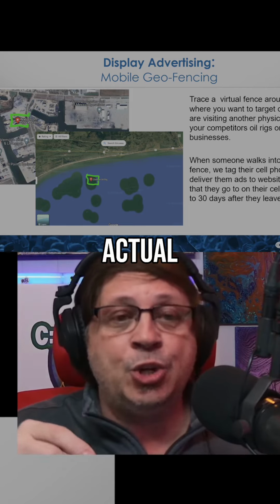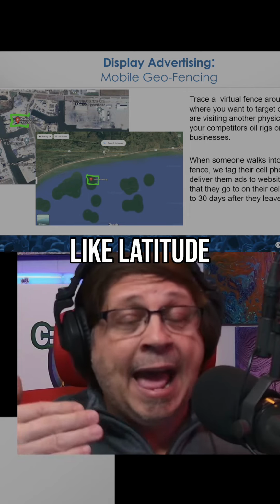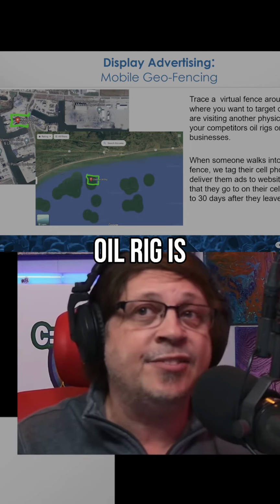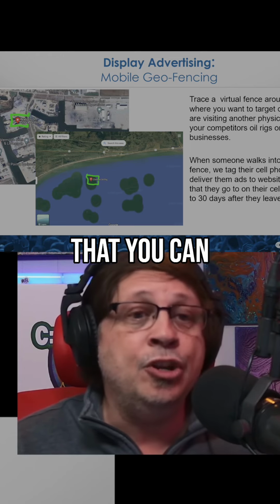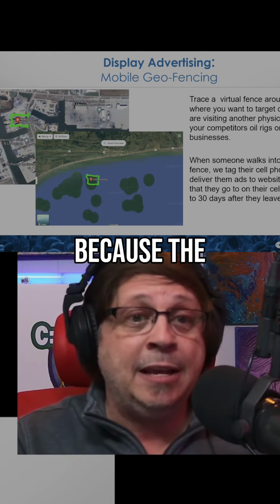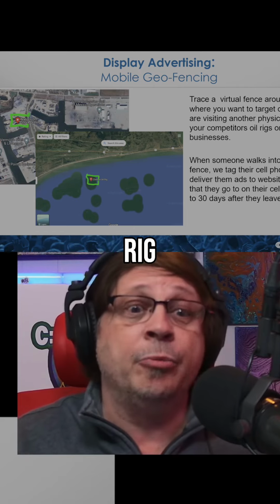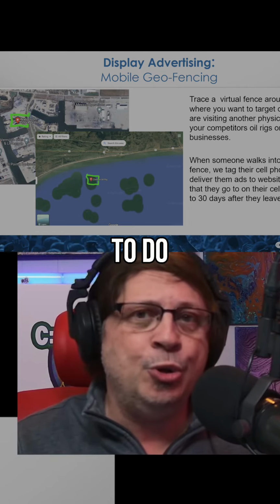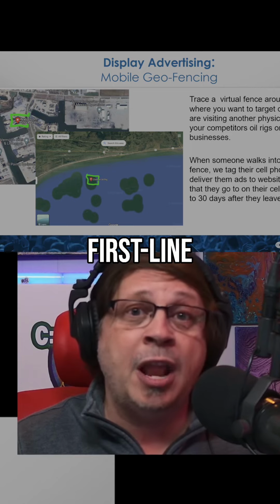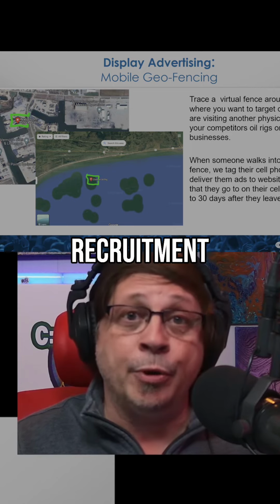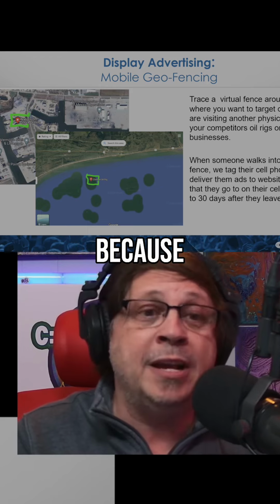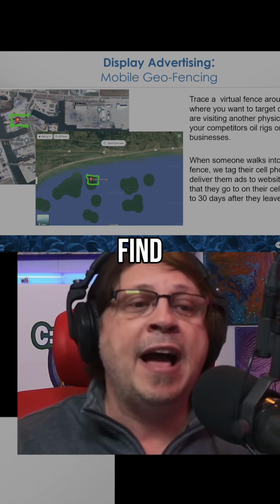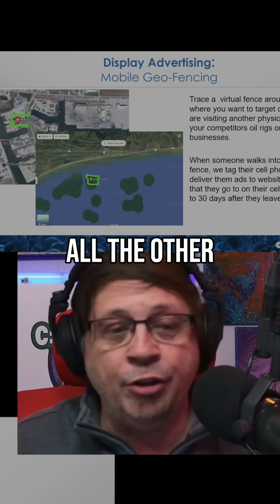If you have actual grid coordinates, like longitude locations, of where any specific oil rig is, I really think one of the best tactics that you can use would be to geofence the rig, because the only people that are going to be out there on the rig are people that are working for that company, right? And if they're already doing the job that you need them to do, they're really your best first line recruitment target that you should be looking for, because you're not going to have to train them. They know what they're doing, or they're going to do little training, and you can find people that are doing what you want at all the other locations.